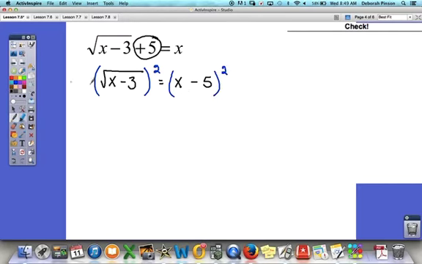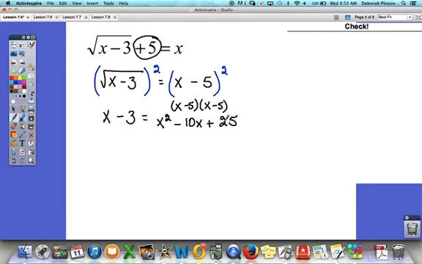Now, that's easy enough on the left-hand side. The square root and the squared cancel out, and I get x minus 3. Over here, I'm going to have to go through and find x minus 5 squared, which means FOIL them together. So I have x squared minus 5x minus another 5x. It's 10x total, plus 25. And this is what I need to solve.